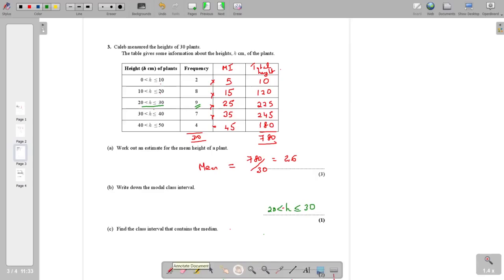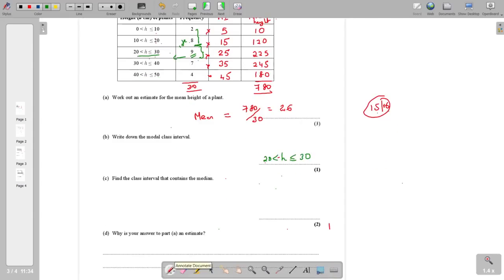Median. We have 30 plants. So we are going to look at 15, 16. This is the median. So we know the first two is up to 10. This is 10 up to 20. So after 10, this is the 10th one. This is 19. So 10 to 19 is this group. We want the 15, 16 that will lie in the same group. Therefore, the median will be the same as the mode.